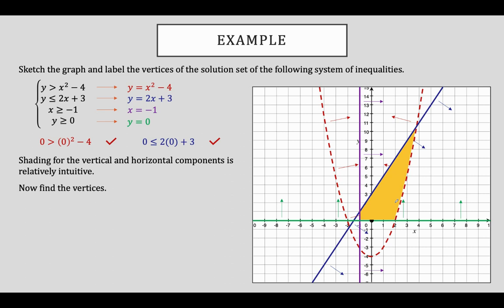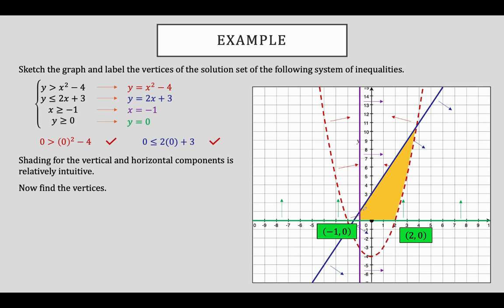Now we want to find the vertices. To find the vertices, we can solve the appropriate systems of equations. Now, a few of these we can find actually just by looking at the graph. We know that one of the corners of our solution set right here is going to correspond to the x-intercept of our parabola, and that's going to be at x equals 2. That would be the ordered pair (2, 0). Over here, we know that this corner is the intersection point of x equals negative 1 and y equals 0. Well, that just means that the corner has to be at (negative 1, 0).